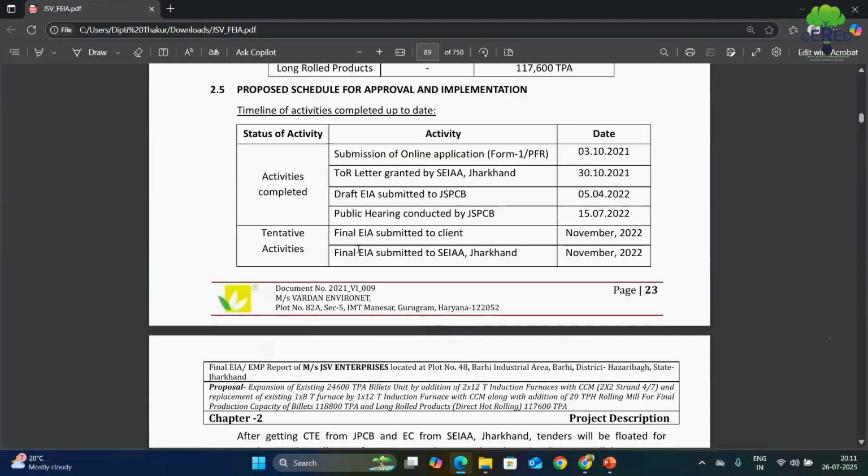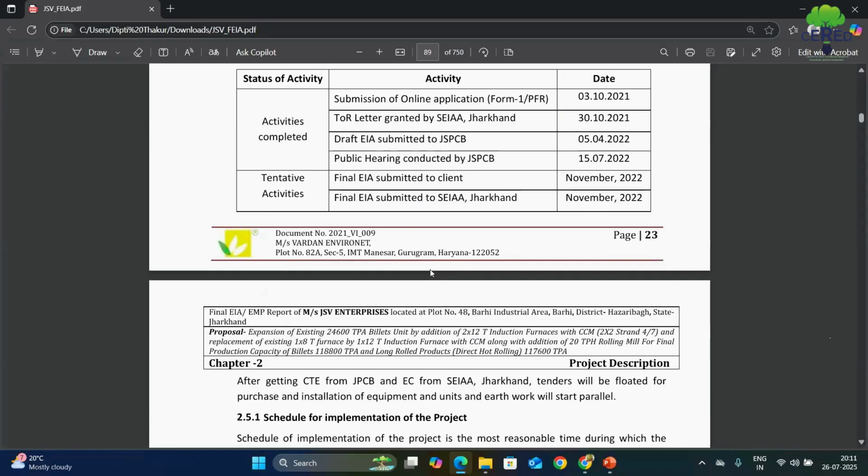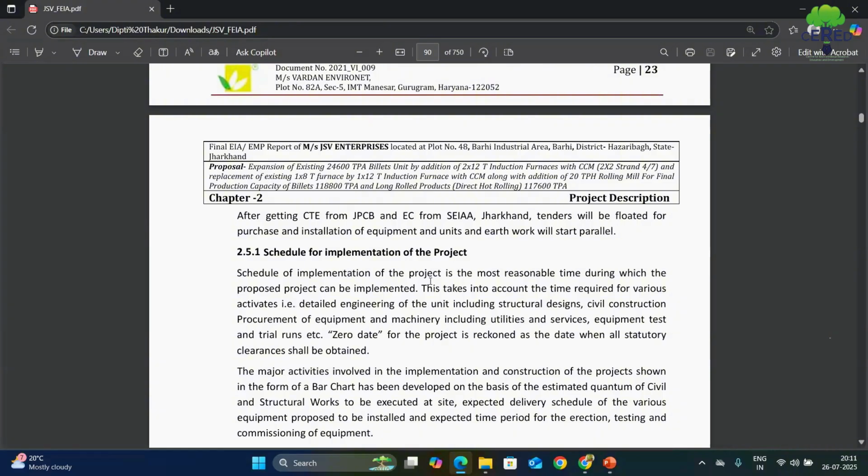Now see the timeline. Why is timeline important? You have to mention the timeline in your EIA report: how much time you have to take to get TOR, to get draft EIA for public consultation, when you done the public hearing, when you have submitted the EIA to the client or to the EAC member or SIAC member. So you have to mention the timeline activities in your EIA report for better understanding of EAC members.